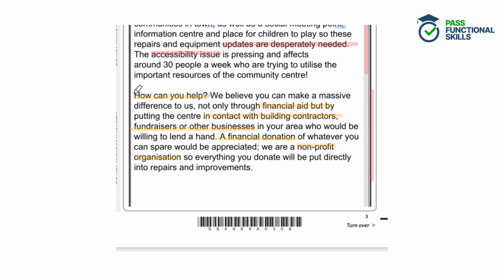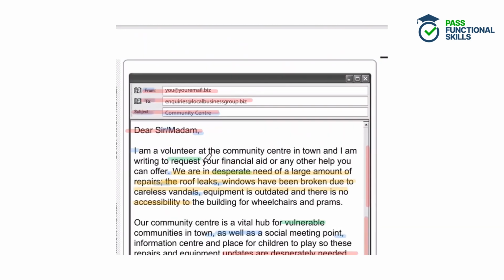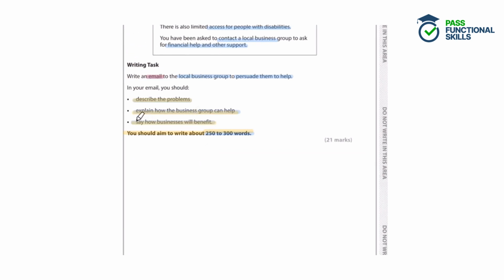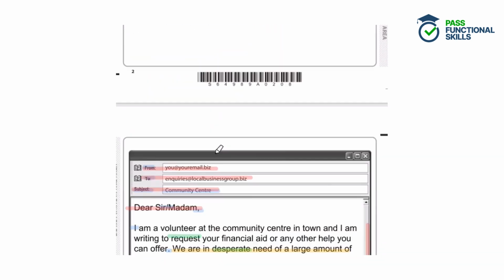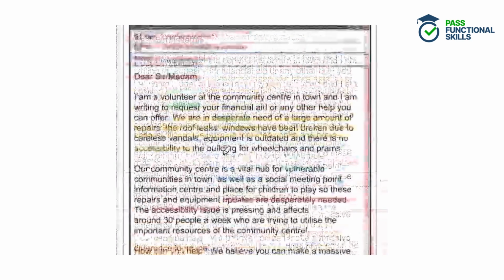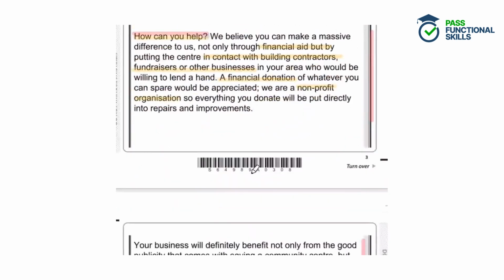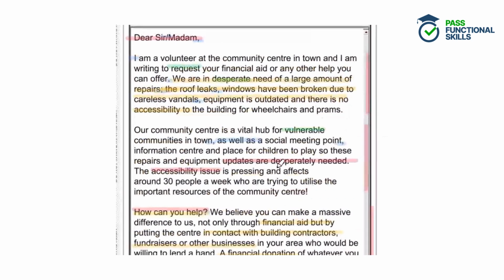So the paragraph begins with how can you help, and then they go into detail about that. And then the fourth paragraph is explaining the benefit to businesses, so addressing that last bullet point in the question there. So overall, the paragraphs are really well structured to fully answer the question, and we've got all the appropriate organisational features that we'll need for an email.